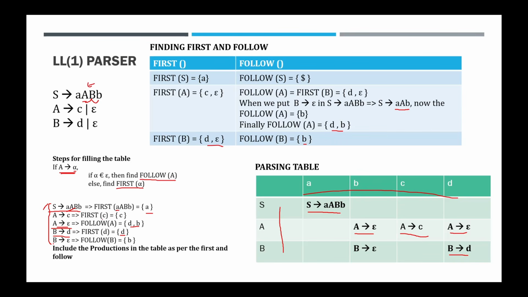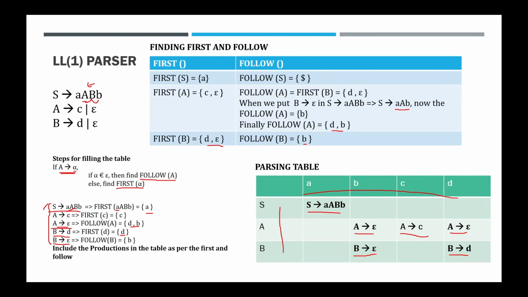Now for B, we have the production B tends to epsilon. If it is an epsilon production, where do we need to include it? In follow of B, the follow of the symbol B. So what is follow of B? It is B. So in B, please include B tends to epsilon. So this is how we will construct the parsing table.